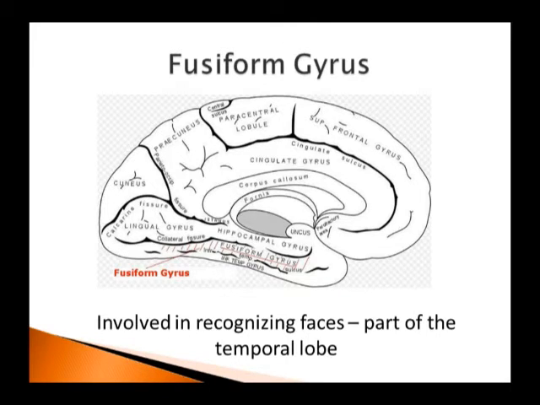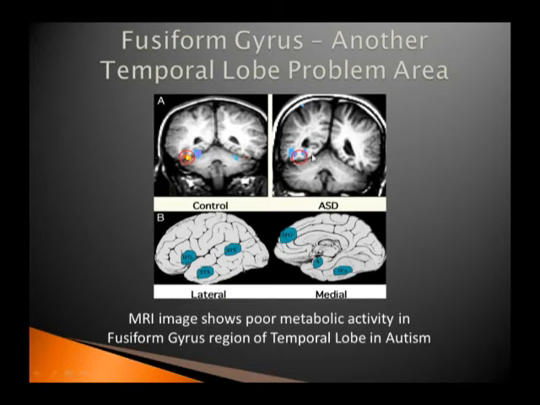And this is an MRI image, a cross-section of the brain. Looking right here on the inferior medial aspect of the temporal lobe is the fusiform gyrus. Now notice that this image shows yellow and red in the non-autistic individual, and in the autistic individual that yellow and red area is gone. It's showing us that we've got poor metabolic activity in the part of the brain that's related to facial expression recognition.